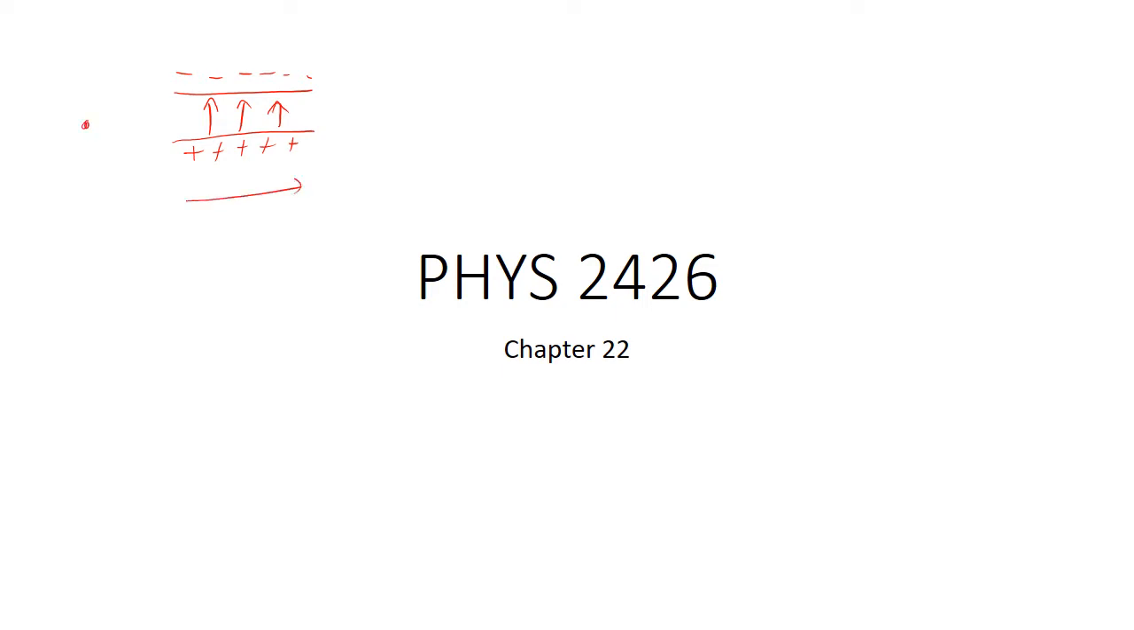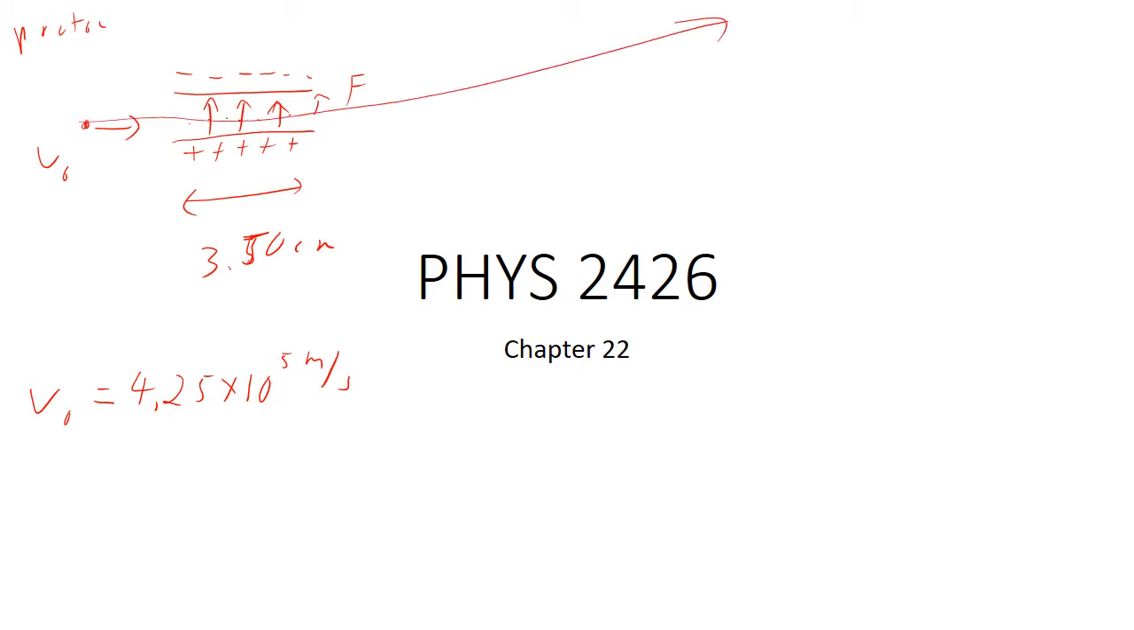Let's say the metal plates here are 3.5 centimeters across. And I have a proton that I am shooting between these metal plates, and it has an initial velocity. So the initial velocity of the proton is 4.25 times 10 to the 5th meters per second. So what's going to happen? Well, when the proton is between these plates, it's going to experience a force that is upwards. Okay, so that means it's going to deflect it. And so I want to know at what angle it is deflected.